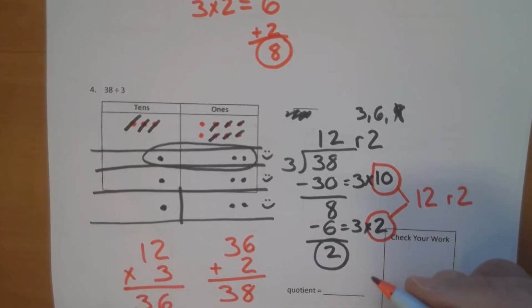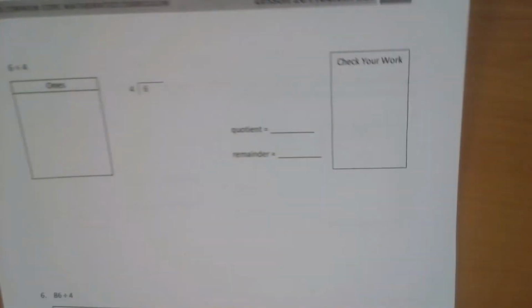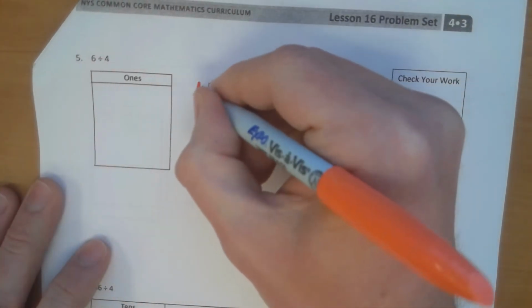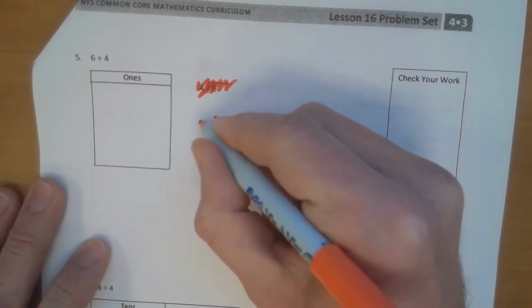Okay? Let's look at the next question. So those were questions 3 and 4. I'm going to go to the next page. I'm going to take a look at this one. All right? I don't want to start out with this one. Get rid of that. I'm going to say 6 divided by 4.